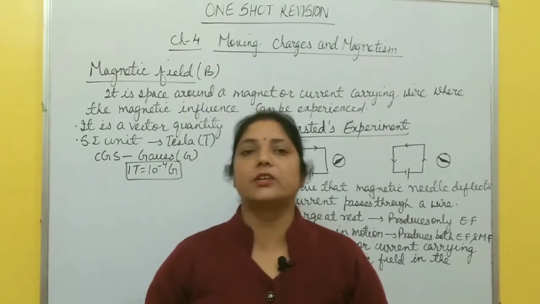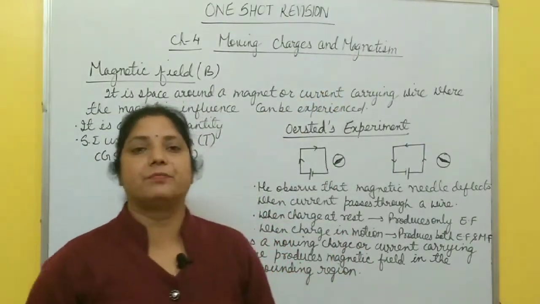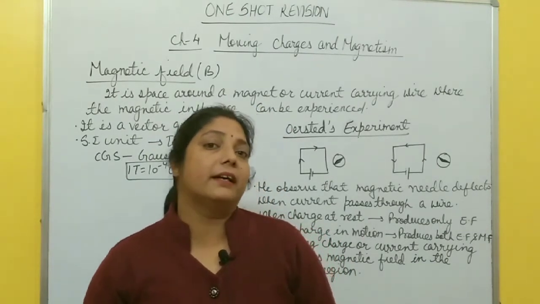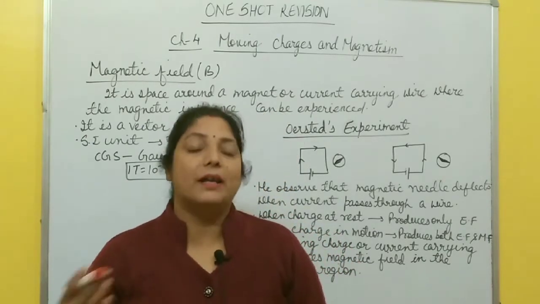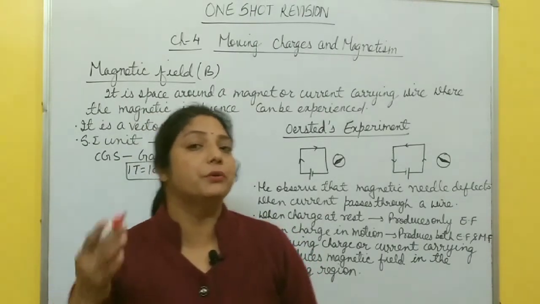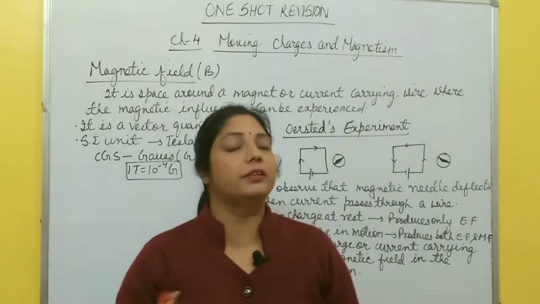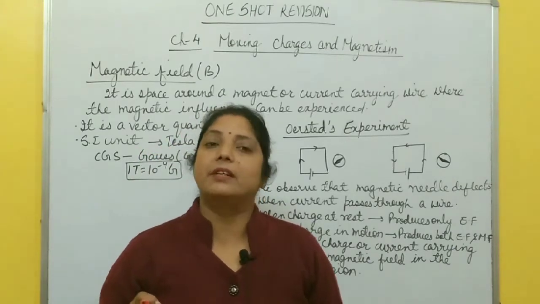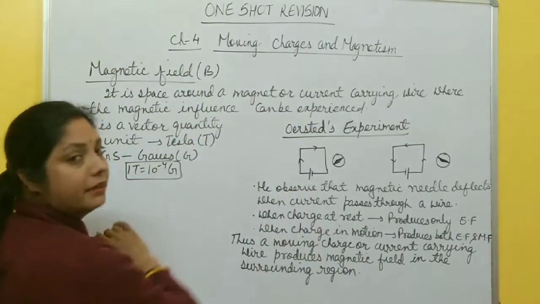Today I am going to start one short revision of chapter 4, that is moving charges and magnetism. In this chapter I think only one part is related, that is cyclotron, but there are many other important topics like Ampere Circuit Law, Biot-Savart Law, Lorentz force, moving coil galvanometer, force between two parallel current carrying wires, how galvanometer is converted to ammeter. All these topics are very important. So I will focus more on these topics, but I will discuss other topics also. So let us start quick revision of this chapter, moving charges and magnetism.